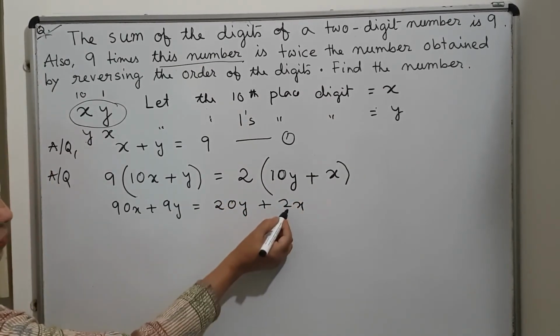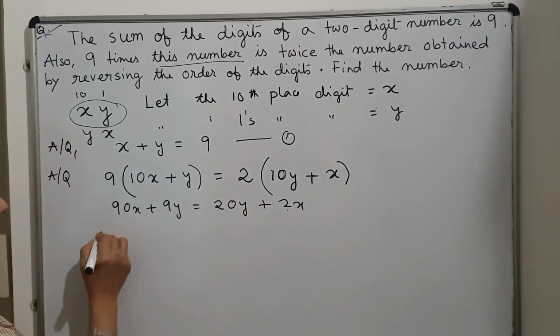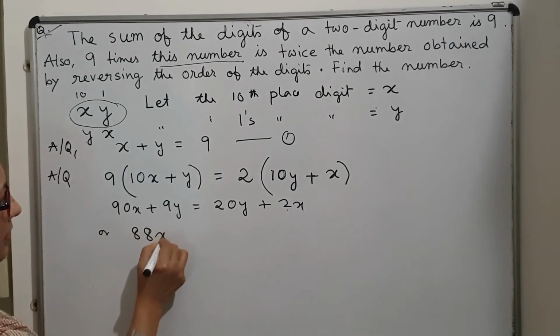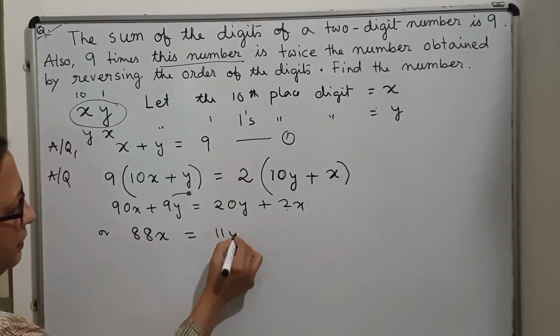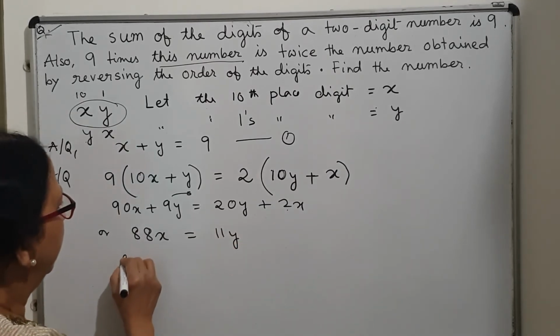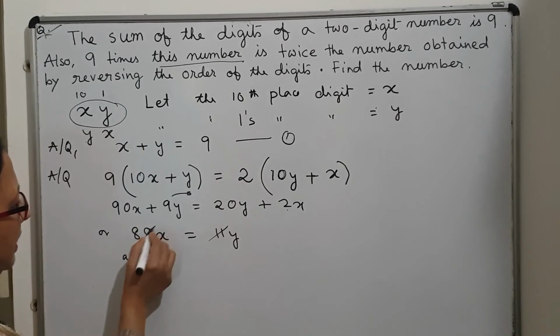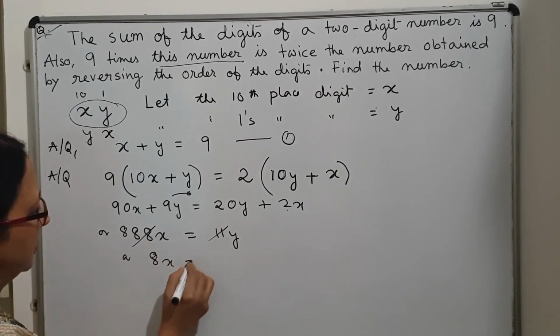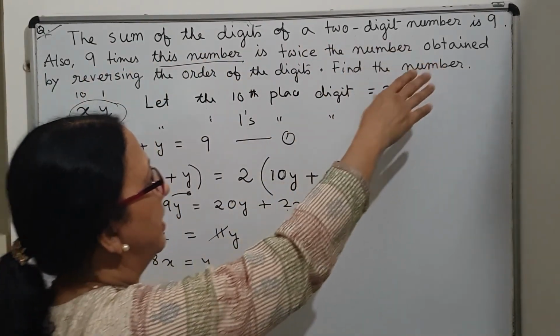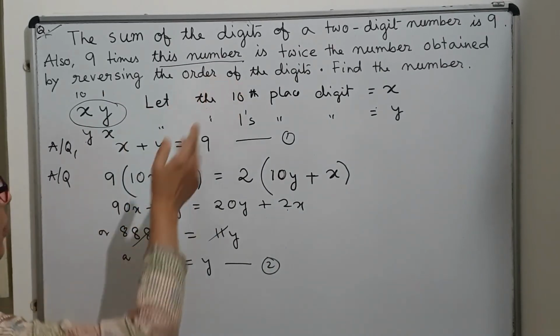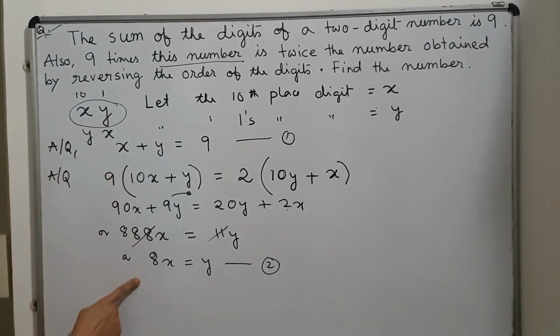Simplify, take this 2x to this side, so 90 minus 2 is 88x, is equal to 20y, take this to that side, so 20 minus 9 is 11y. Cancel 11, it will be 8x is equal to y. This is the second equation. So you see, the equations are very simple. If you can understand the question and use the basic concepts involved, you'll be able to write the correct equation. And solving is very easy, as the equations are very simple.